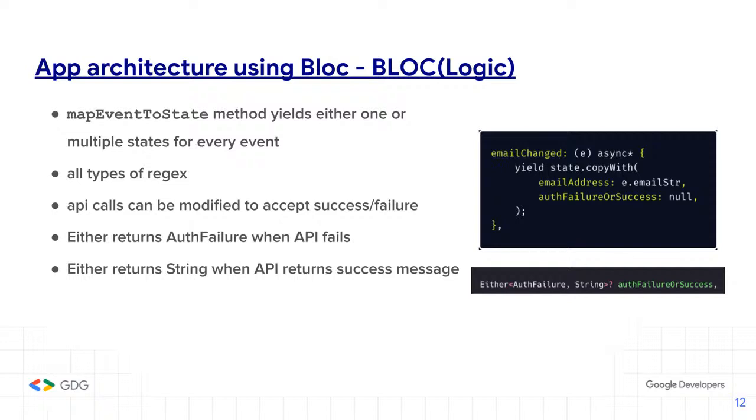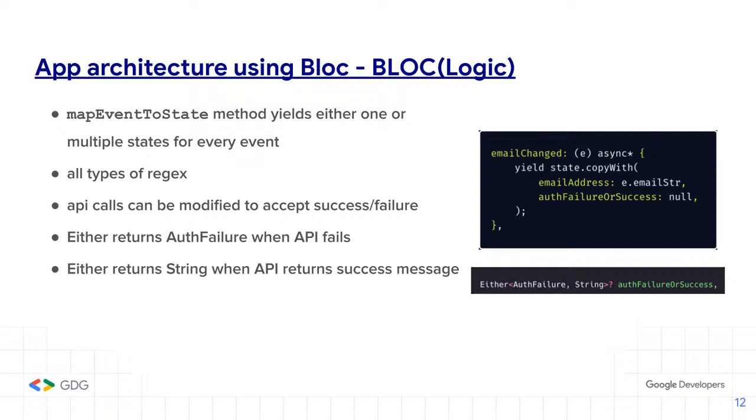So that is one thing that we will be doing in the bloc. And you'll be using the mapEventToState method to map the event with every state. So for one event, so and so state, everything will be coming under the mapEventToState method. And previously I said that the bloc is the business logic, or the whole brain of the application.